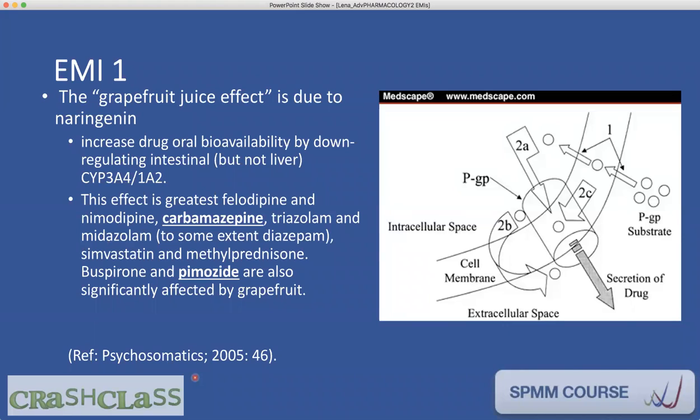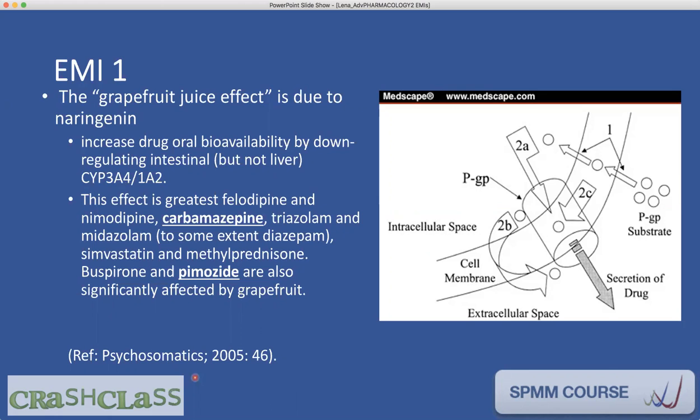Grapefruit juice has a chemical called naringenin. This naringenin can increase bioavailability of several drugs by downregulating intestinal, but not the liver CYP3A4-1A2 system. The cytochrome P450 system is present in the liver as well as gut mucosa. Naringenin has a particular effect on the mucosal cytochrome P450 system.